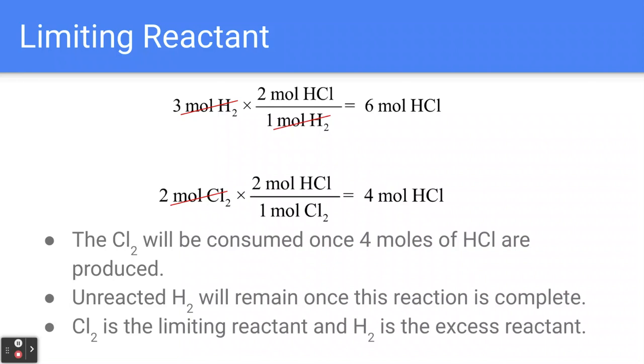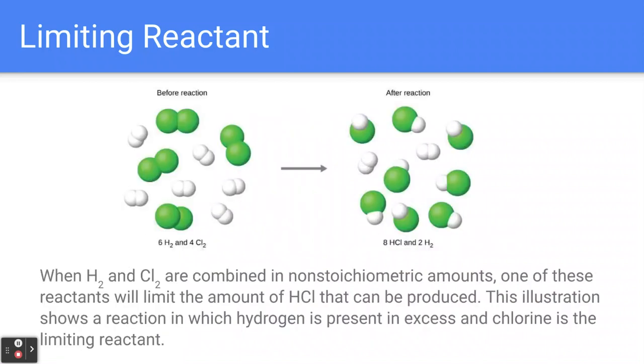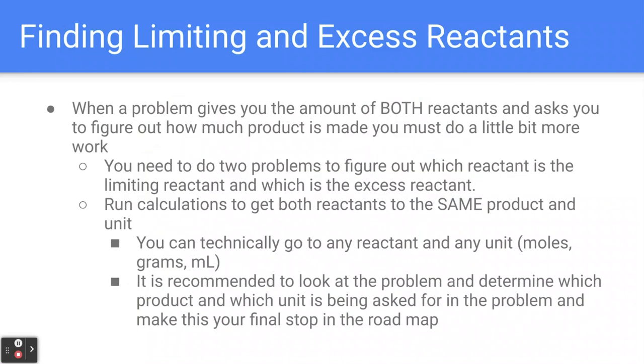The one that always makes the least amount is known as our limiting reactant. The one that makes more, or could be able to make more based on our math, is known as the excess reactant. So this is what it kind of looks like. We've got some hydrogens and some chlorines, and those are going to come together, and we're going to make some hydrogen chloride, and we're going to have some leftover hydrogen at the end.